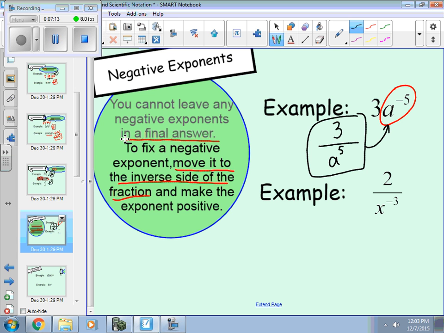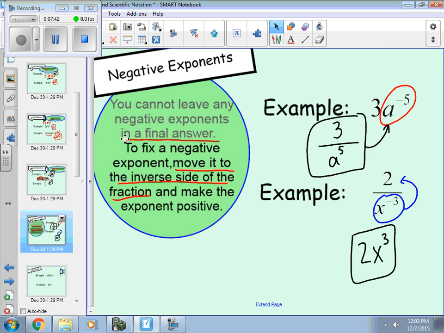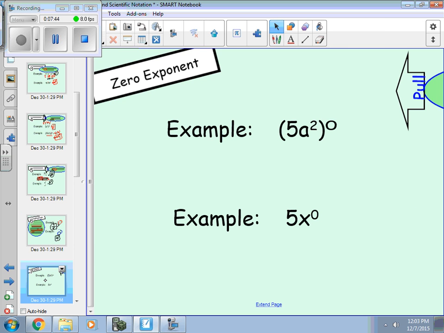Okay, same thing on the next one here. Negative 3, we don't want to leave a negative. We're going to move it to the other side of the fraction. So we're going to move it up to the numerator. 2's already there, so we're going to leave the 2 there. This would now be x to the positive 3rd power instead of negative 3rd power. Nothing's left on bottom, so you could put it over 1 again if you want. You don't have to when it's on the bottom. We could just say the answer is 2x cubed. So negative ones, you want to move to the other side of the fraction.